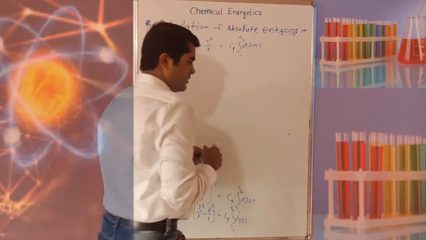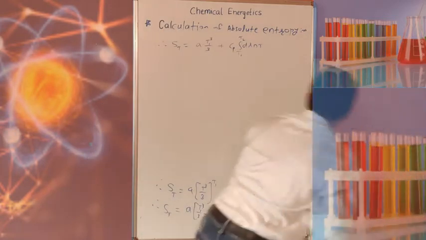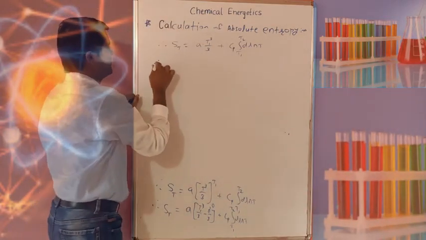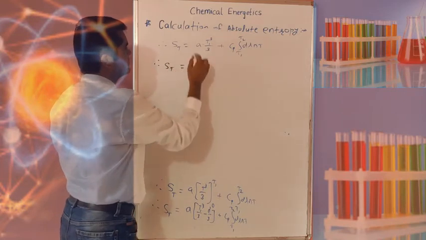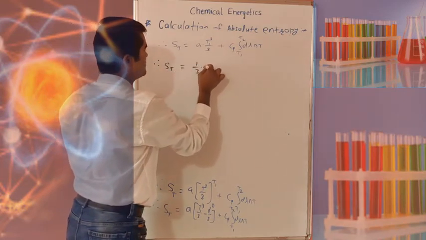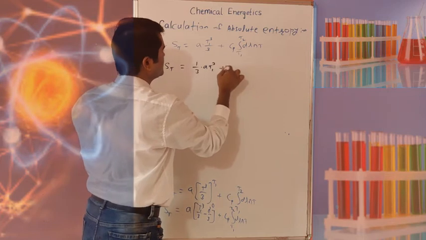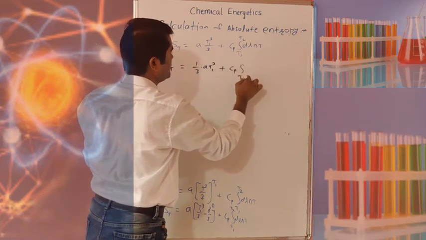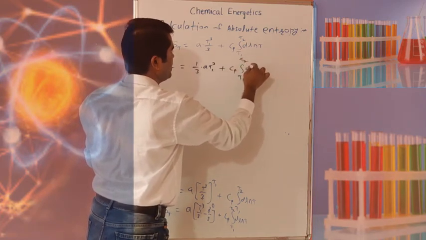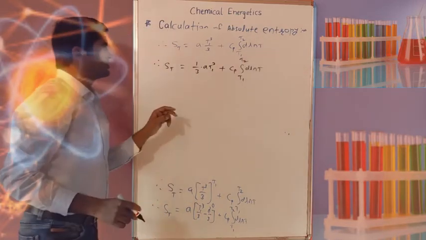After solving, again this one, so St is equal to 1 upon 3 A T1 cube plus Cp into T1 to T2 d ln T. So this way we can write.